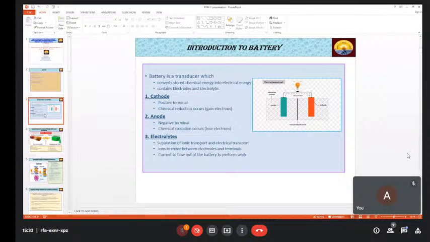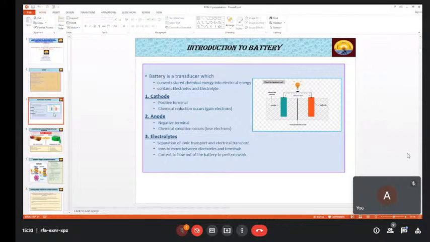So this is about the battery. Introduction to the battery: what is a battery, how many components does a battery have, and how does the battery work? The battery is nothing but a transducer which converts chemical energy to electrical energy, and it contains electrodes and electrolyte. Electrodes are of two types: cathode and anode.